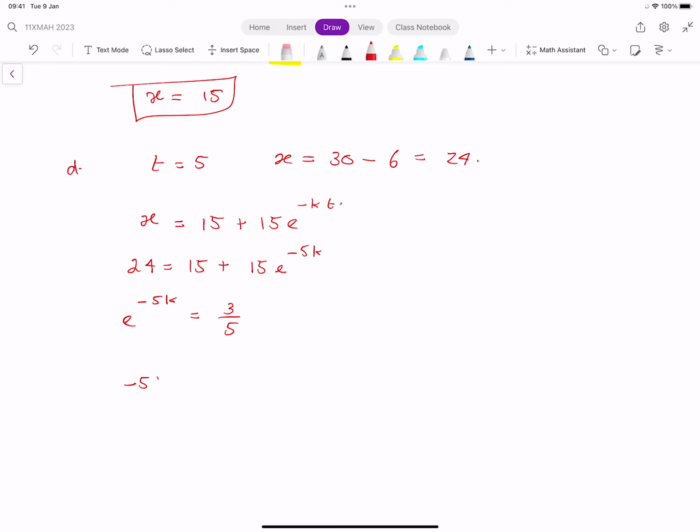So minus 5k is ln, the natural logarithm of 3 on 5, which means k is minus 1 on 5 ln of 3 on 5, and that's the correct answer. The textbook answer is just wrong and it doesn't make any sense, so that is the correct answer there. Alright, hope that makes sense.